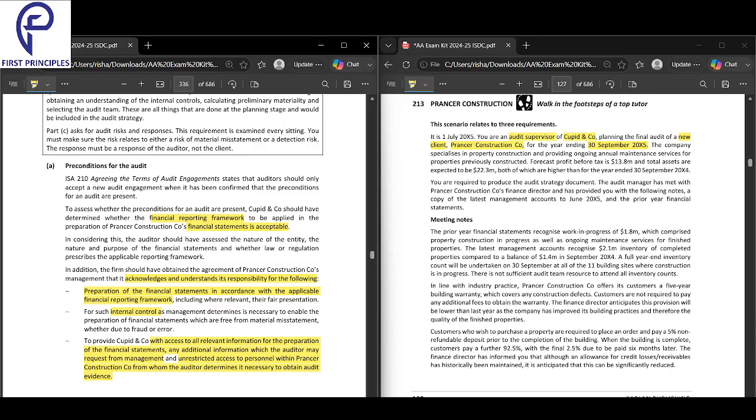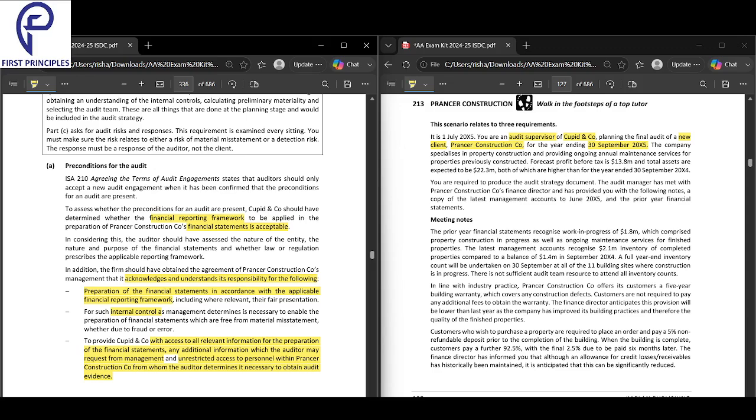So these all form under the fact that they acknowledge the responsibility for the following. They acknowledge the responsibility for these three things. Firstly, that they're preparing the financial statement in accordance with the framework. Second, that they are maintaining internal controls. And third, that they are giving access to all the relevant information, along with unrestricted access to the personnel. If you want to talk to anybody, you have unrestricted access. You want any document, you have unrestricted access.